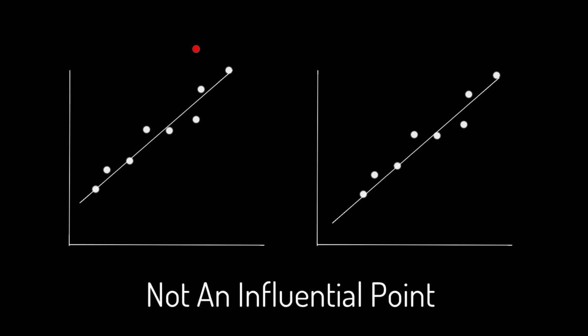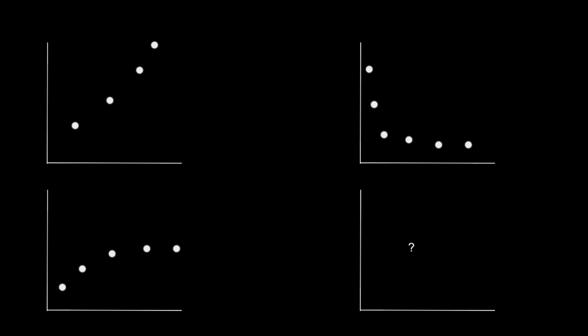In this case, we can see that the red dot is an outlier, way above the pattern. We see how its removal does not influence the regression line that much. In this case, we only regard the red dot as the outlier, but not an influential point, making the regression line into a linear pattern.